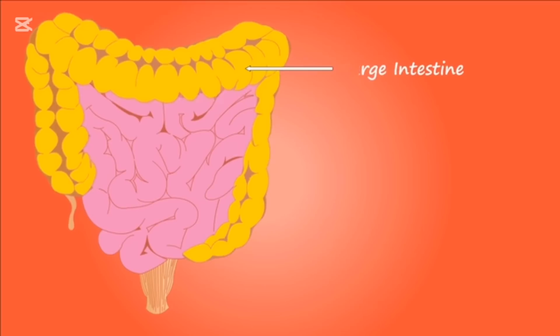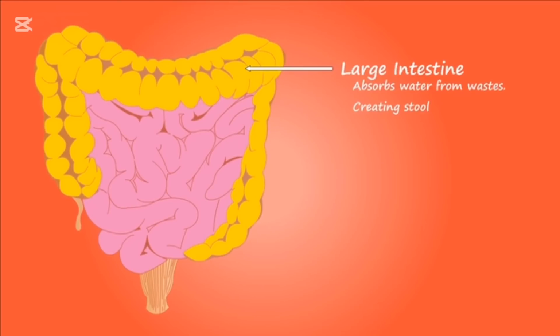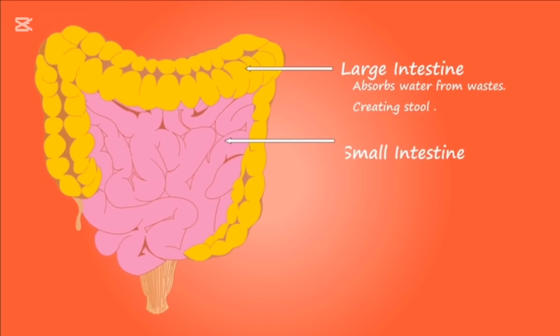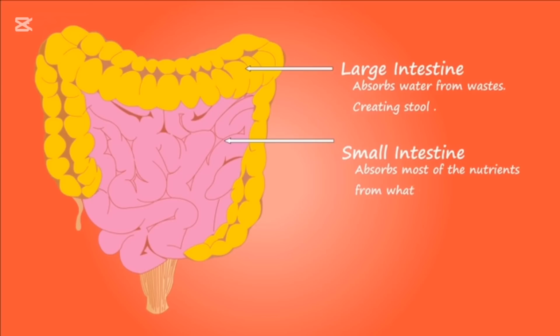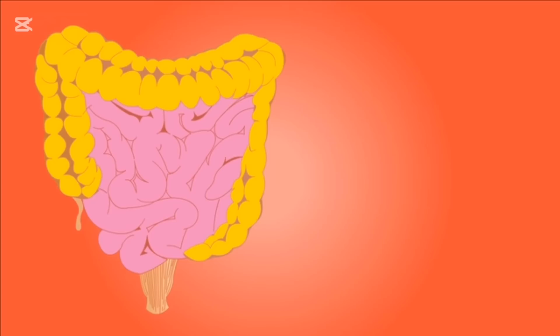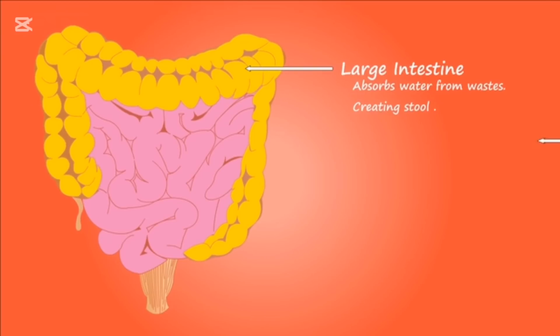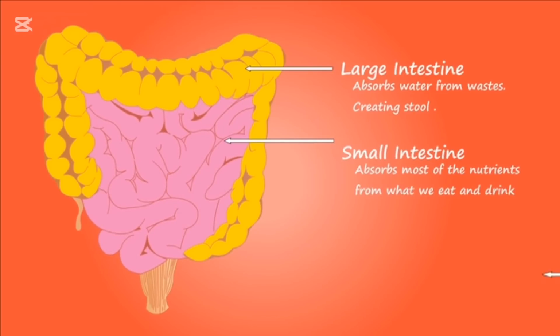5. The large intestine, reabsorbing water and forming stool. Once the food has passed through the small intestine and most of the nutrients have been absorbed, the remaining indigestible material enters the large intestine. The large intestine, also known as the colon, is responsible for absorbing water, salts, and electrolytes from the remaining food material. This process helps to form solid stool.